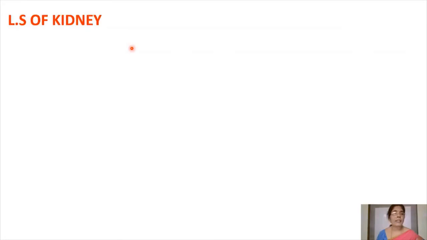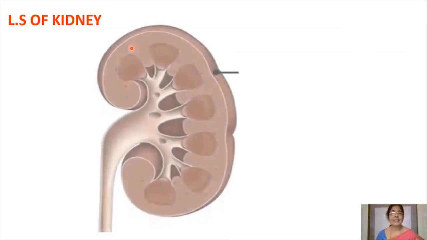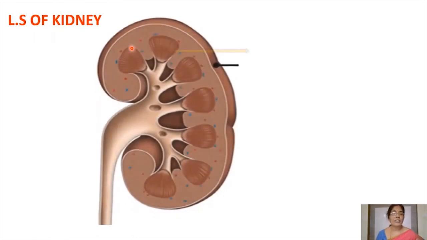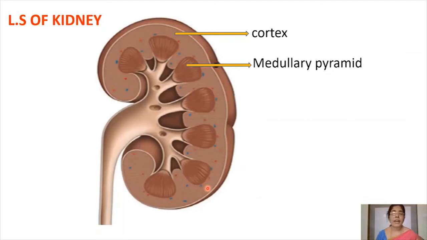Next, coming to the internal structure of the kidney, that is the longitudinal section of the kidney, we find mainly two regions. Those are the outer cortex, this continuous outer region, and the inner dark colored region, the medulla. Medulla is divided into cone-shaped masses of tissue called medullary pyramids. These are medullary pyramids.